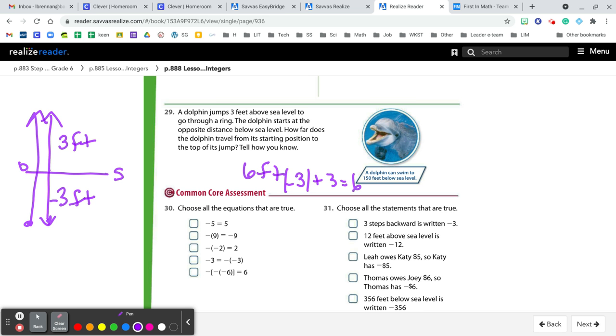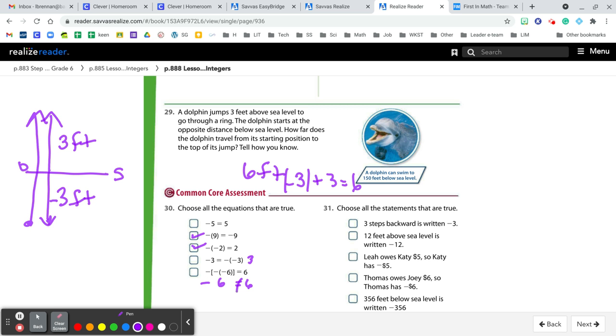Choose all the equations that are true. Negative 5 does not equal 5. The opposite of 9 equals negative 9. That one's true. The opposite of negative 2 is positive 2. So that one's true. Negative 3 equals the opposite of negative 3. So that would be equals 3. So that is not true. And as you've got to go from the inside out here, the opposite of negative 6 is 6. And then negative 6 on the outside equals 6. And that is not true.